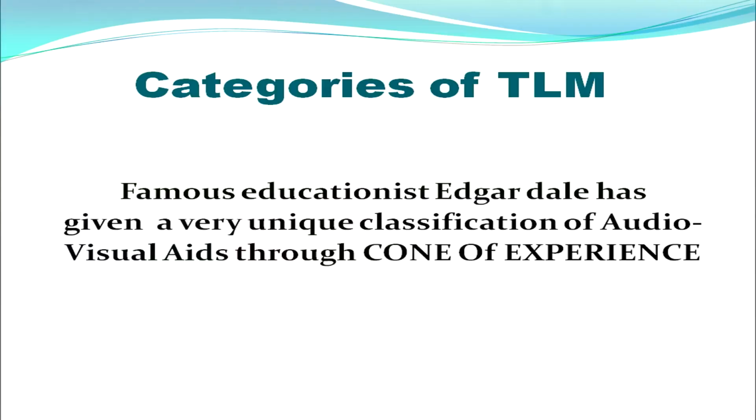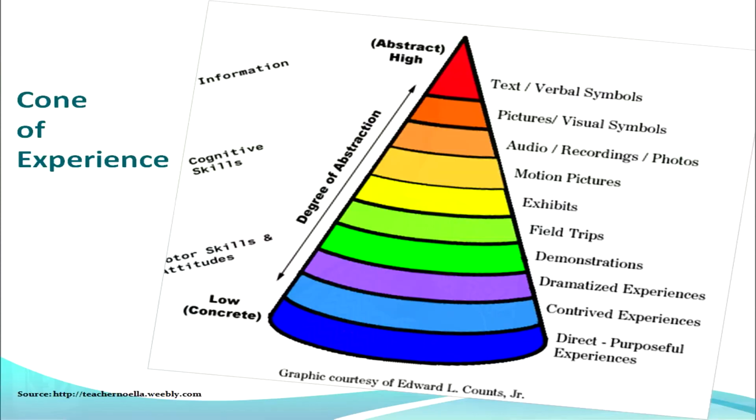There are certain categories of TLM. Famous educationist Edgar Dale has given a very unique classification of audiovisual aids through the cone of experience. See, this is the cone of experience. On the top, the text and verbal symbols and pictures and visual symbols are there. Initially, I told you that whatever we see, we remember only 20%. And gradually when we increase learning by doing, then 90% of the learning takes place, and we can observe this through the cone of experience.